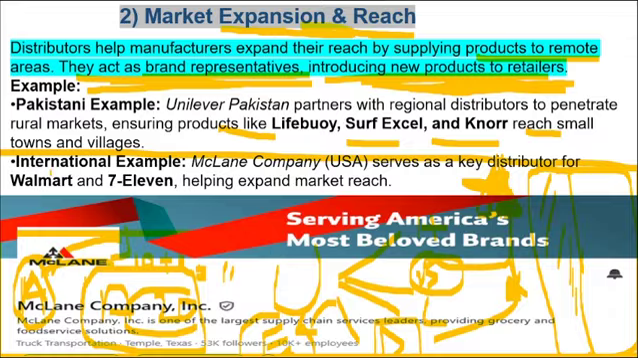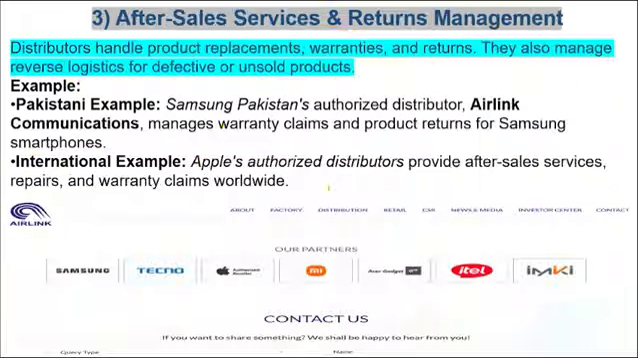Okay, let's see the international examples. Macklin Company USA serve as a key distributor for the Walmart and 7-Eleven, helping expand the market reach. This is the name of Macklin, who are the distributor, supply the product to the Walmart and 7-Eleven. I think you can say it's like a Walmart in the USA. What they're doing, they are helping expand the market reach.